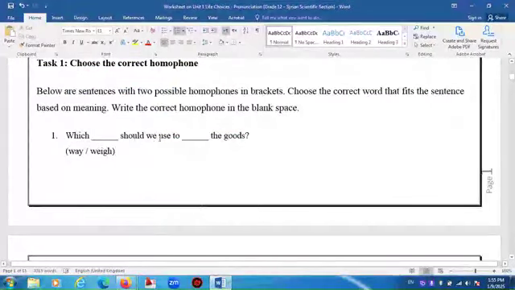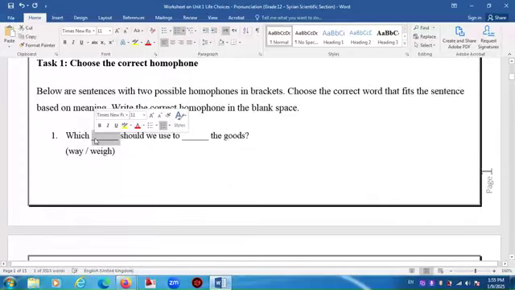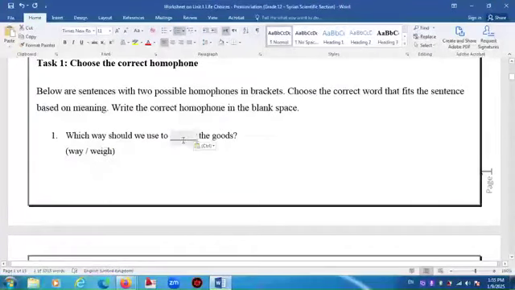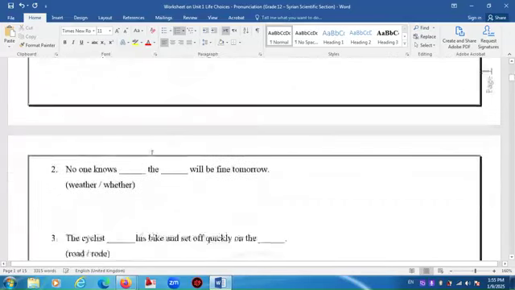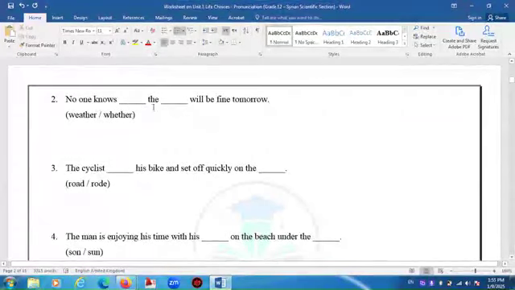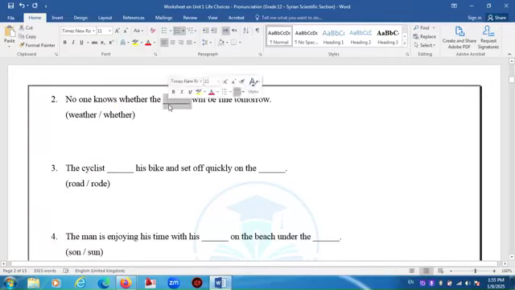Which way should we use to weigh the goods? The first one is a noun, the second one is a verb. Number 2. No one knows whether the weather will be fine tomorrow. No one knows whether, I'm asking about possibility, the weather, the atmosphere, will be fine tomorrow.